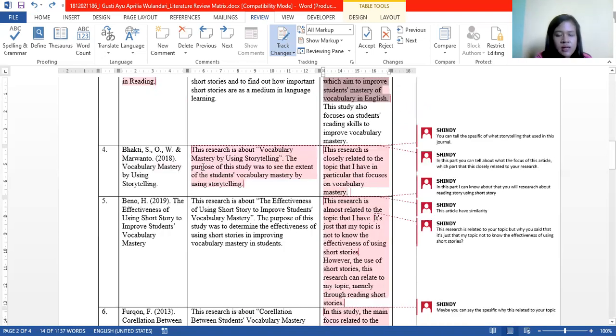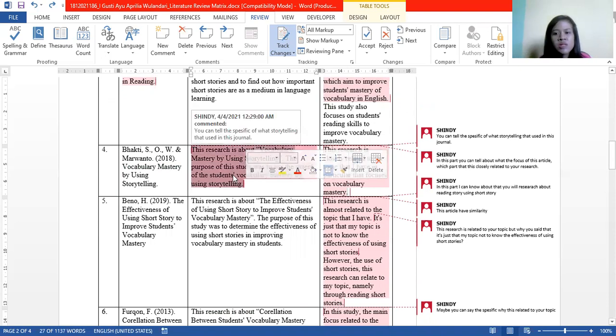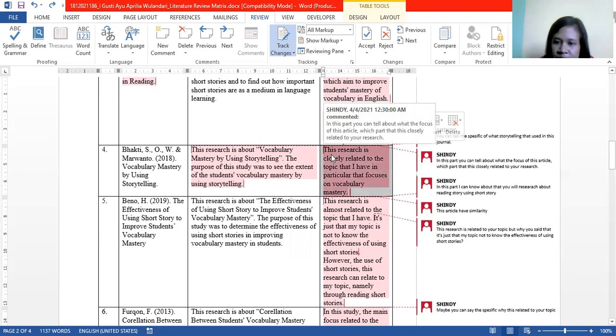And then this one, also for the important thing, you can make it specific about what storytelling this article used. And then also, this is about the personal note. Maybe in this part, you can tell about the focus of this article, and which part of this article is closely related to your research.